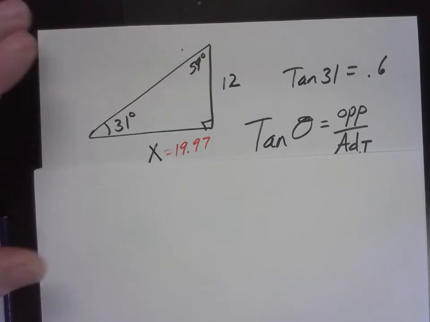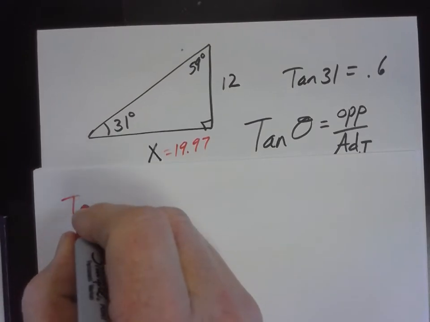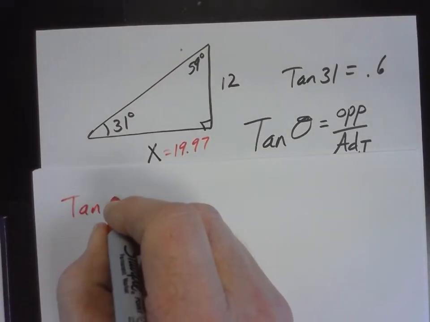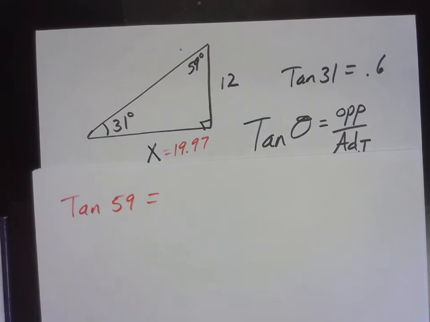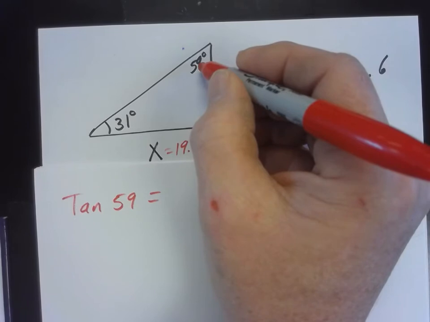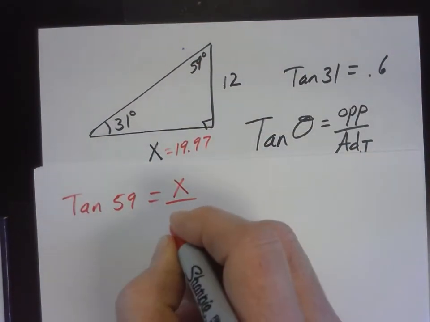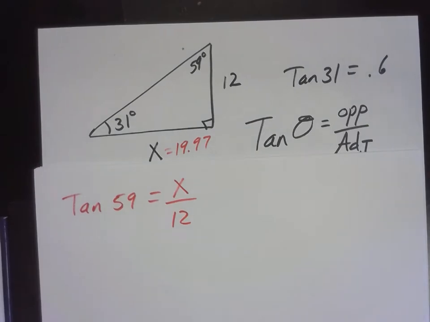Same problem. Let's look at the 59-degree angle. I know that the tangent of the 59-degree angle is equal to, what is it? What is the tangent always equal? Opposite over adjacent. So when you look at this angle, which side is opposite from it? X. And which side is adjacent to it? Do you see how that's backwards from when we look at the 31-degree angle? So that's going to be the reciprocal.